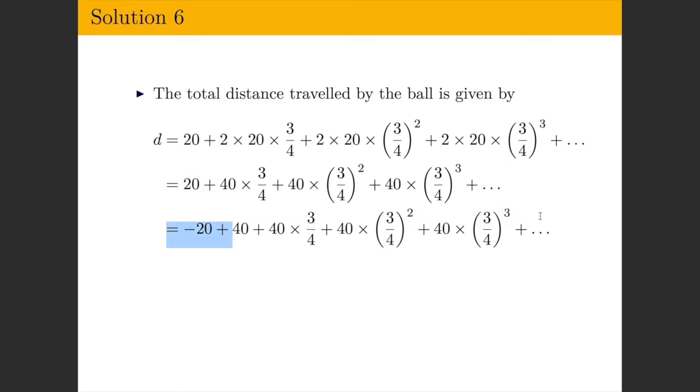But now I can rewrite this infinite sum here, again using our notation, because r in this case is 3/4, and that absolute value of 3/4 is less than 1. I can use our formula a over 1 minus r, or in other words 40 over 1 minus 3/4. I've still got this negative 20 at the front, and after some simplification, some arithmetic, we arrive at our answer to be 140.